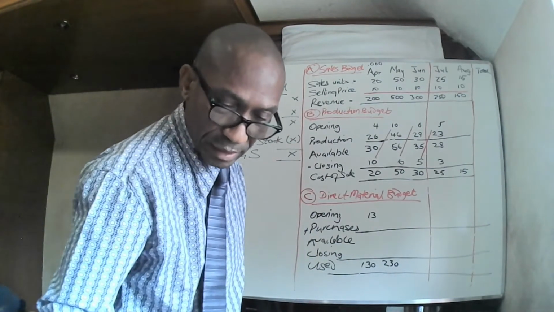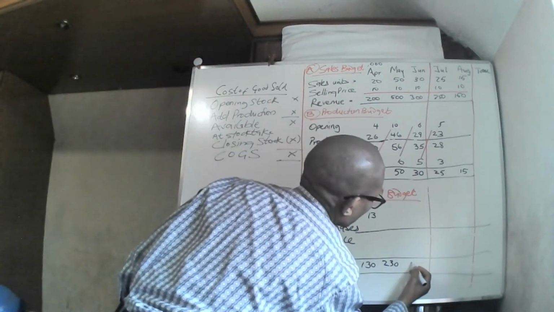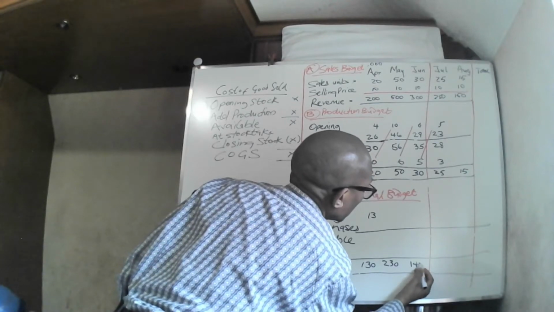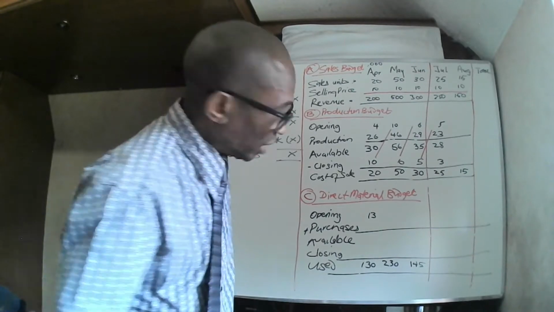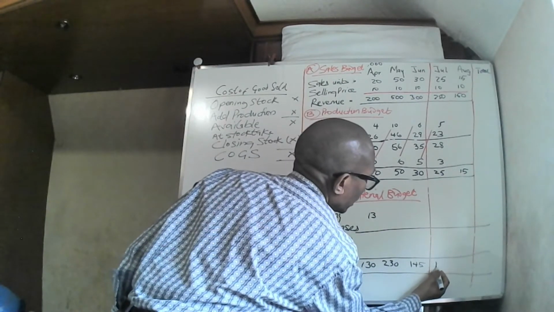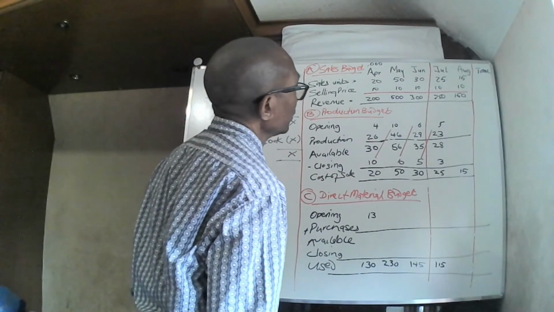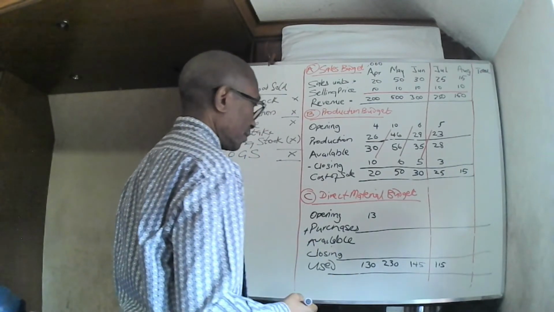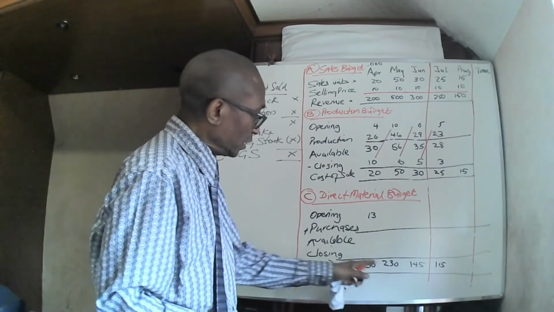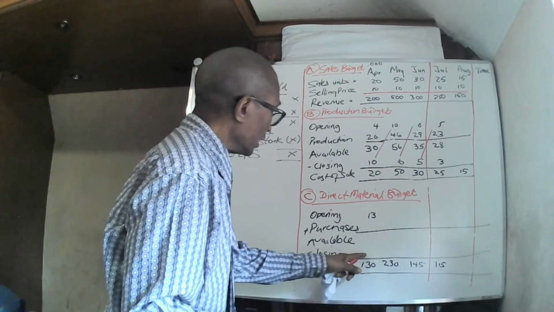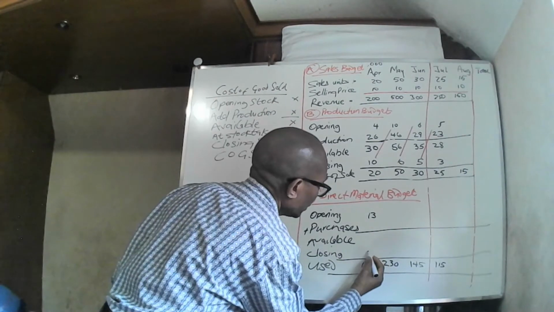Okay, and 29 times 5 will give me 145. And then 23 times 5 will give me 115 for July. In case I need it, I have to put that there. That's how far I went in production. Since I'm going to keep 10% of this in the current month, in April, 10% of 230 is 23.